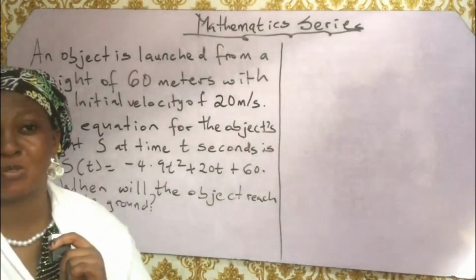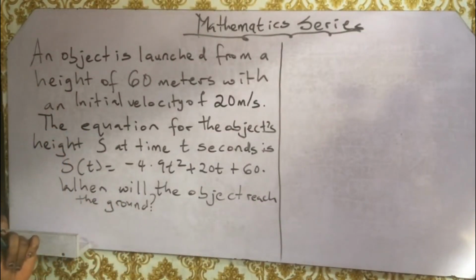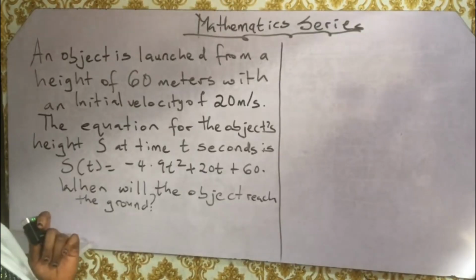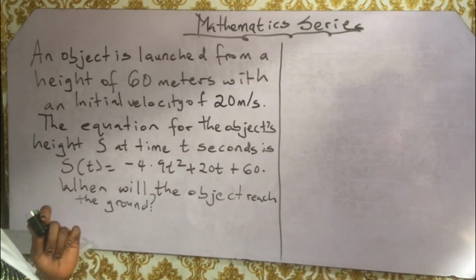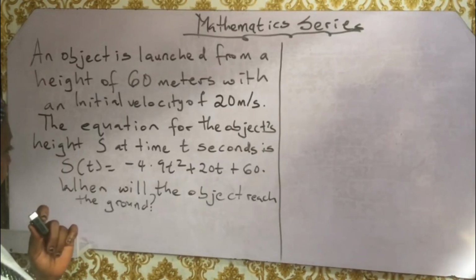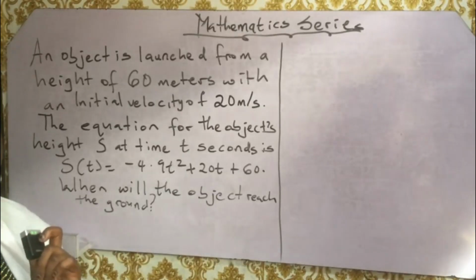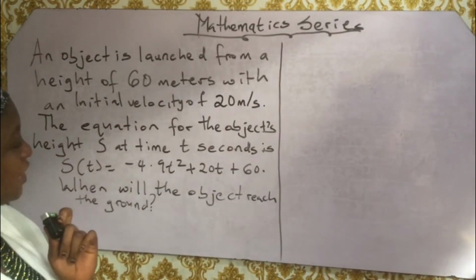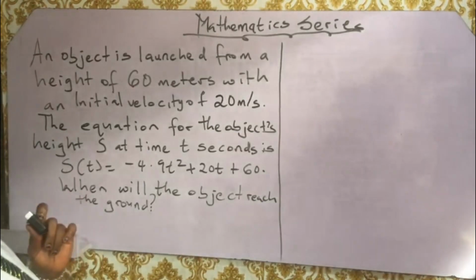Let's see the quadratic question we have on the board. An object is launched from a height of 60 meters with an initial velocity of 20 meters per second. The equation for this object's height s at time t seconds, s as a function of t, is equal to negative 4.9t squared plus 20t plus 60. When will the object reach the ground?